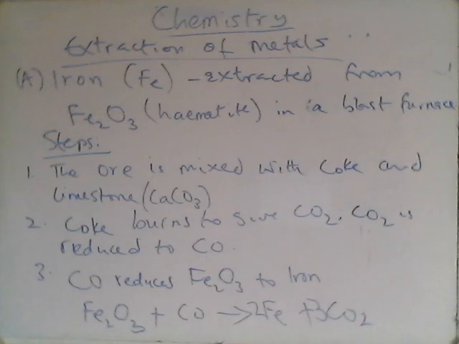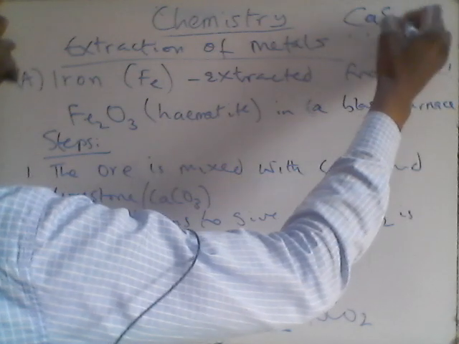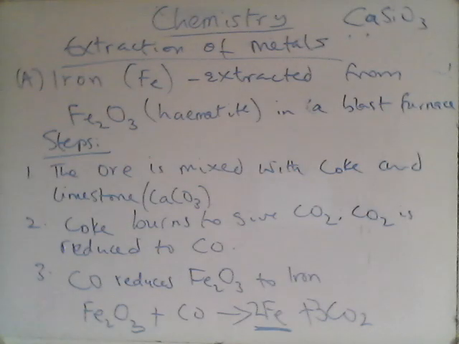Okay, so our intention, this is what we are looking at. This one has come out already. But the byproduct is slag. This is slag, calcium silicate. Okay, slag. So that's how it is produced. Okay, so iron is extracted from iron ore in a blast furnace. That's what we should know.